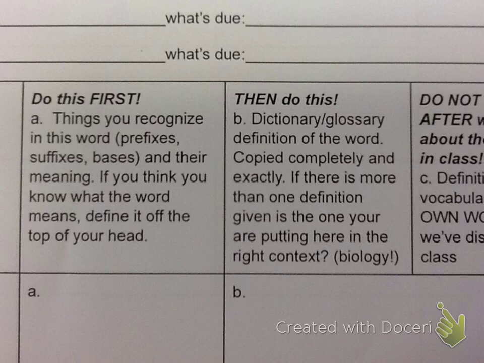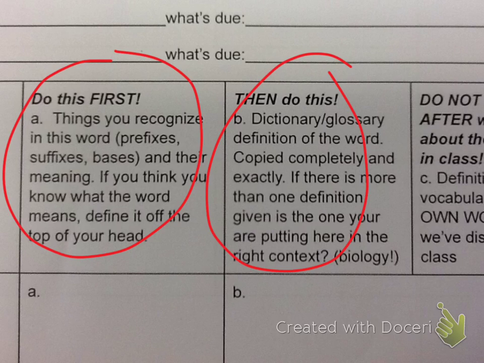So, for each word, do part A, then do part B. Do not do all the part A's and then all the part B's. Do part A, then do part B. Do part A and do part B. Do part A, and you get the picture.